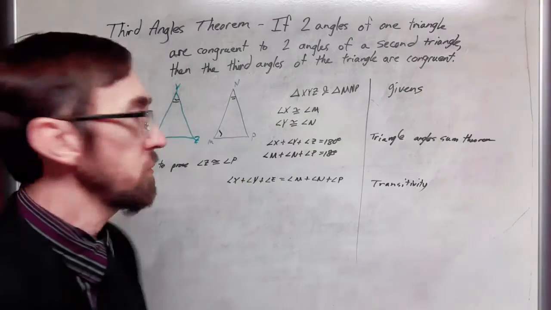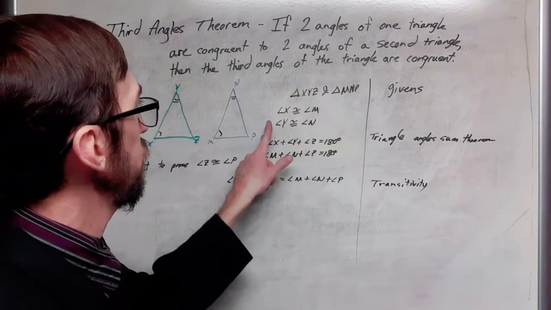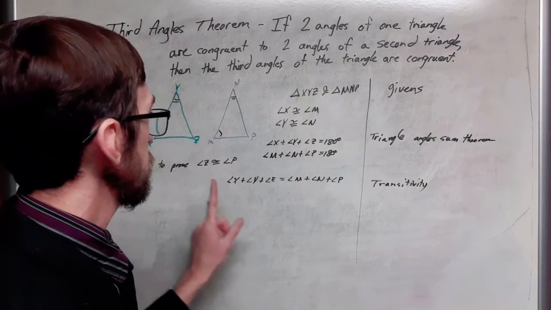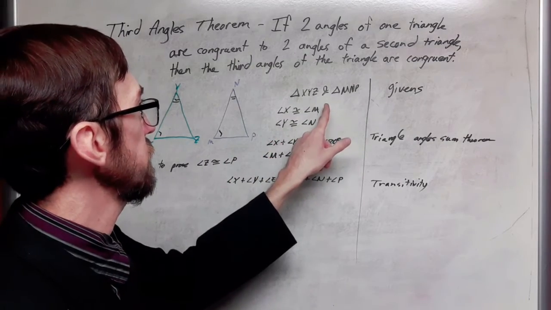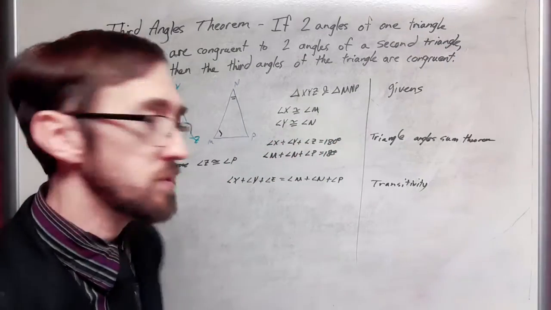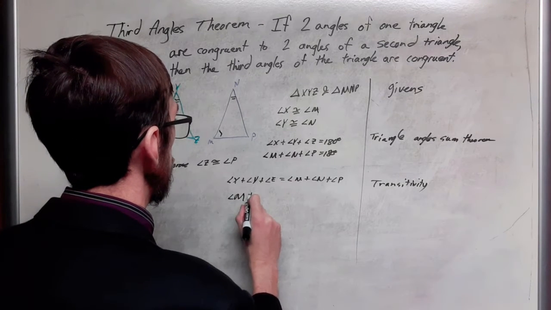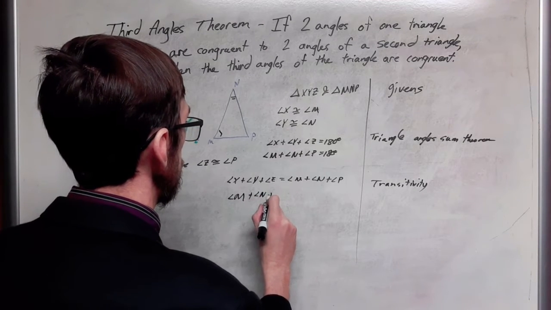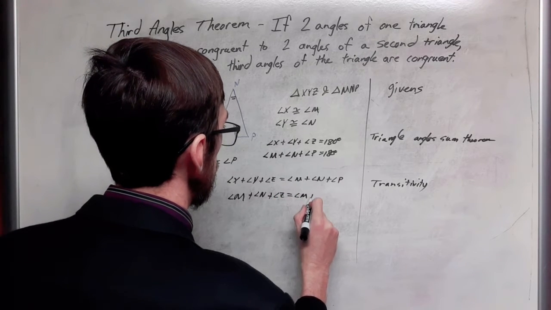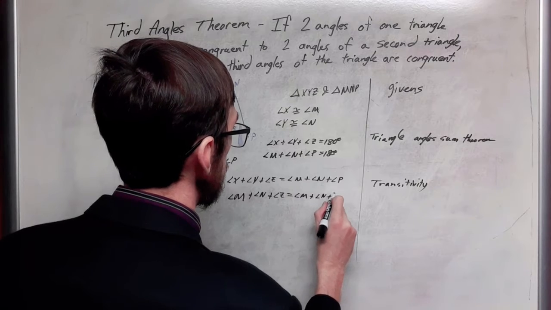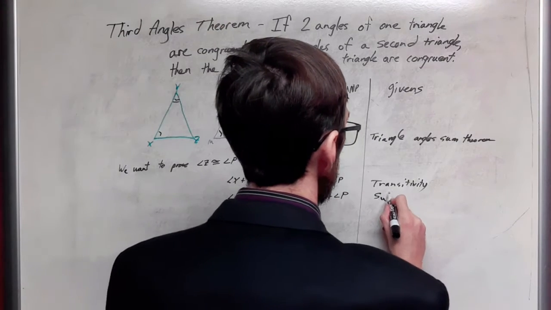Okay, now I'm going to do some substitutions. We have X congruent to M, Y congruent to N. So over here, I'm going to take my X and Y out and put in M and N by substitution. So I have angle M plus angle N plus angle Z is equal to angle M plus angle N plus angle P. And this is substitution.